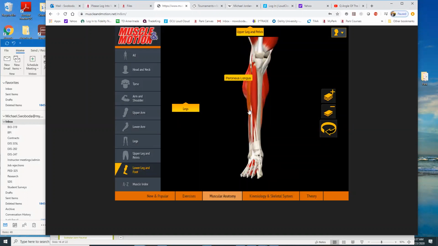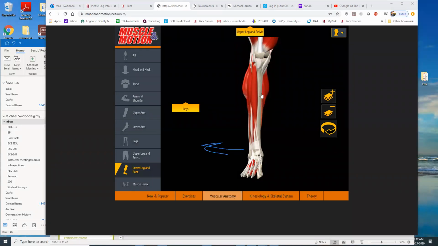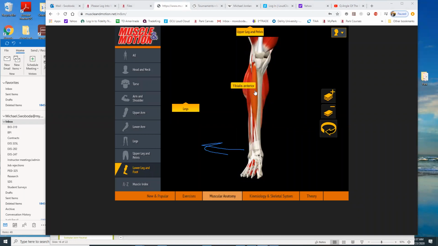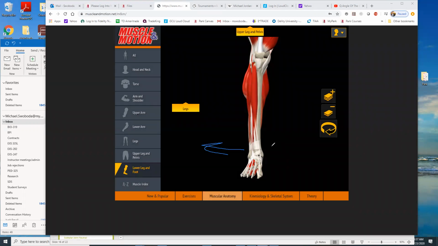Anything that says peroneus, remember that also means fibularis. Any of that is going to move your foot that way. And then tibialis, along with doing dorsiflexion, is going to move that way. So tibialis does inversion, fibularis does eversion.